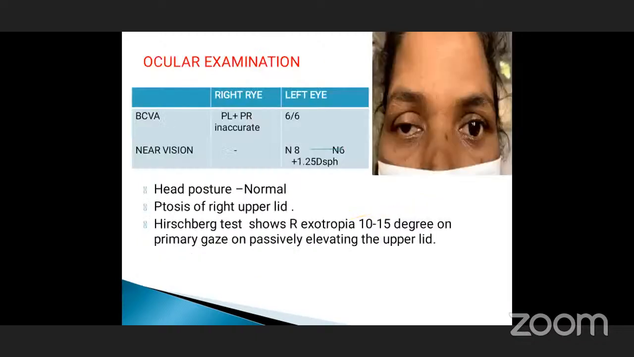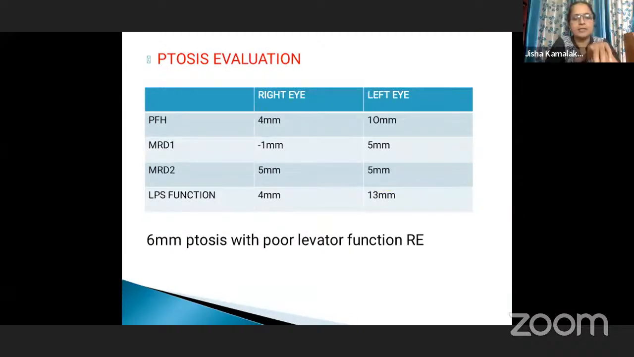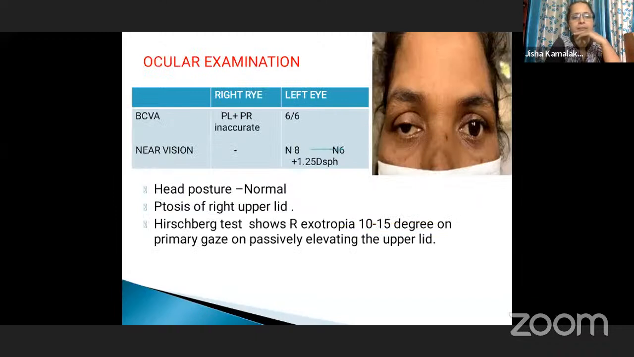Okay. Coming to ocular examination, the best corrected visual acuity in the right eye is perception of light with projection of rays inaccurate. Left eye is 6/6. Near vision for left eye is N6. The patient has a normal head posture with a ptosis of right upper lid. Otherwise, the facial symmetry is maintained. The Hirschberg test shows a right exotropia of 10 to 15 degrees on primary gaze when passively elevating the right upper lid.